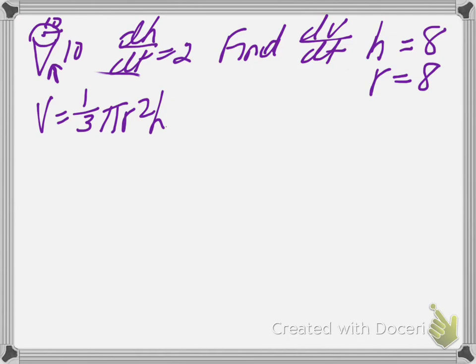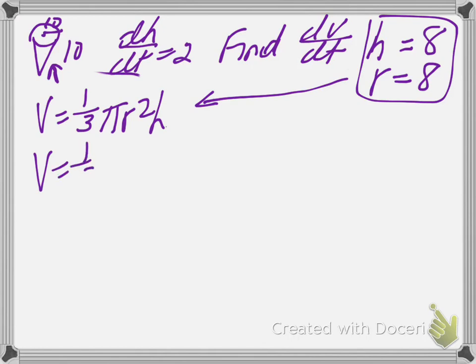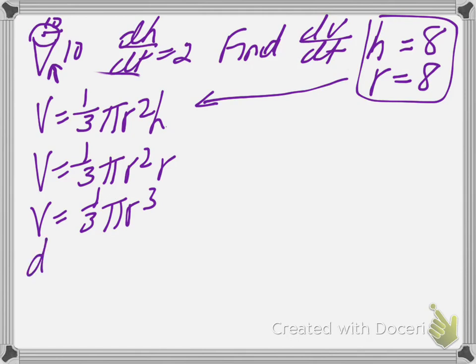How are we going to get rid of the r? Why don't we take one of these values and put it into the formula so we only have one variable in there. I know r and h are the same. I can't put 8 in there yet because I didn't take the derivative; I can only put those in after I take the derivative. If I decide to change h to r, because h and r are the same, I'm going to get this. Now when I take the derivative, I'm going to get this.